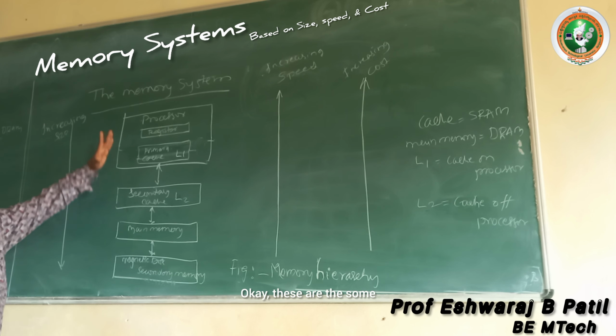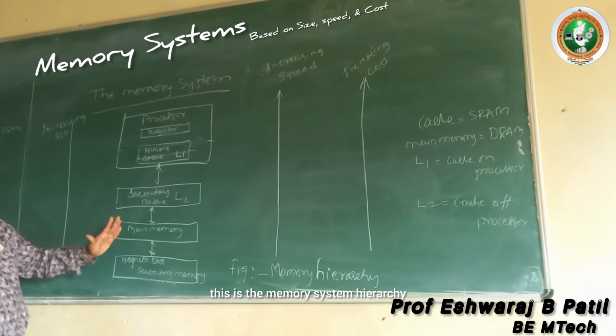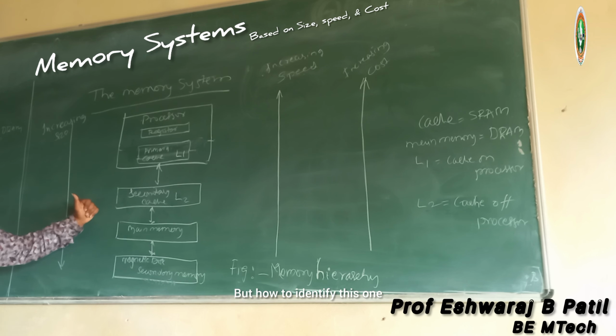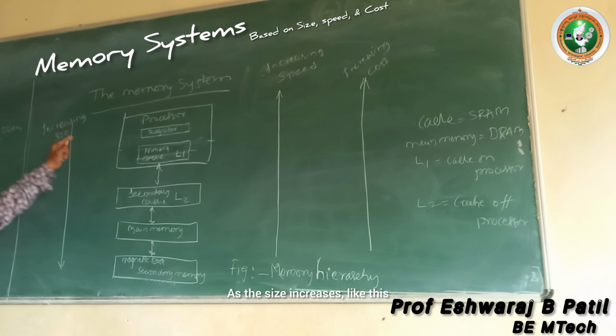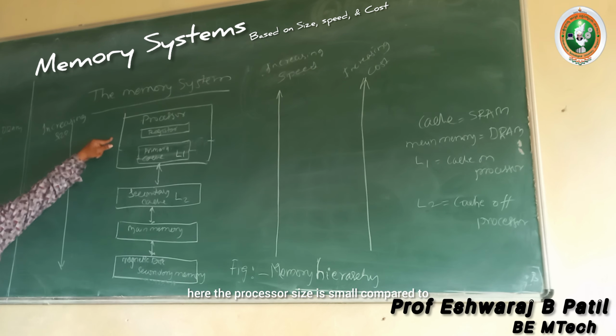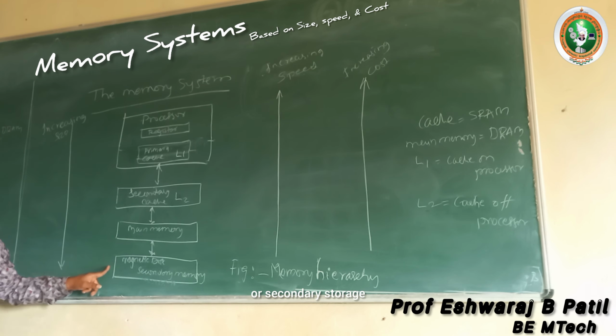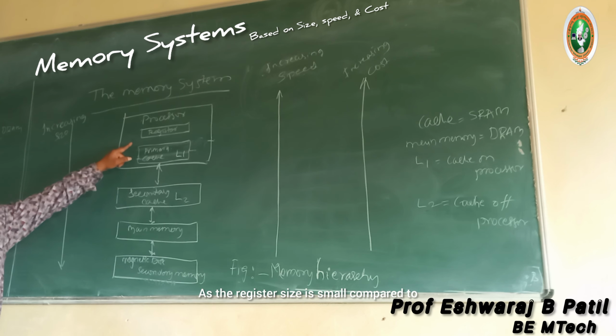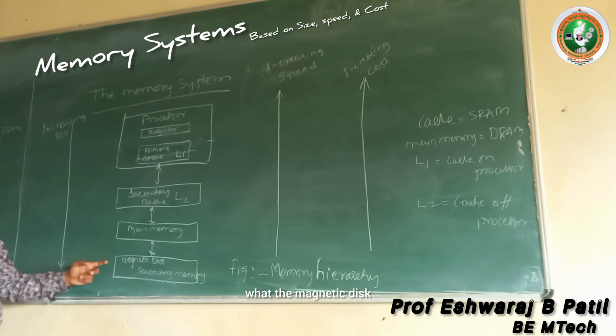This is the memory system hierarchy. But how do we identify it? Based on cost, size and speed. As the size increases going down, the processor registers are small compared to the magnetic disk or secondary storage.